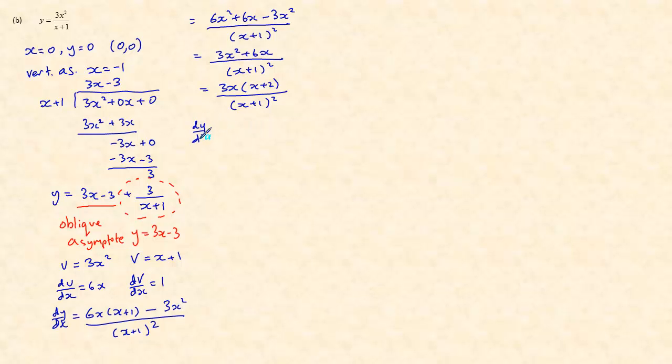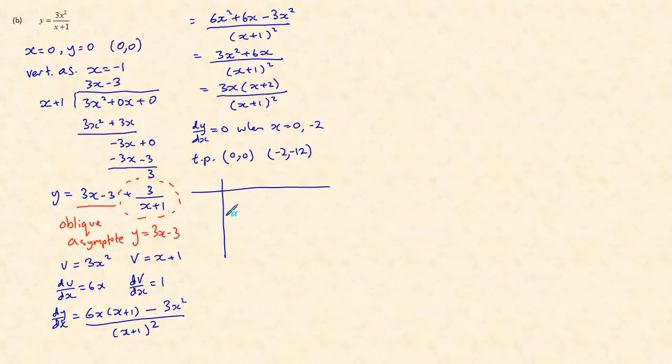So dy dx is going to be 0 when x is equal to 0 or negative 2. So we're going to have a turning point at 0, and substituting that in here, 0, 0. And if x is negative 2, that's going to be 3 times 4, 12 over negative 1. So at negative 2, negative 12. We probably don't need to look for the type because it should become obvious when we start to draw the graph.